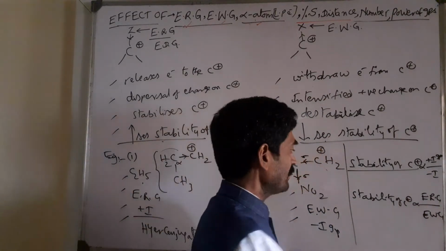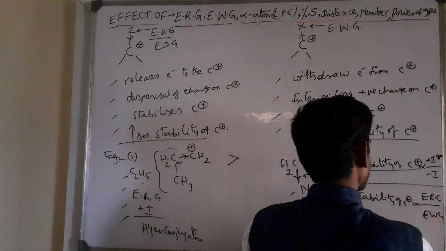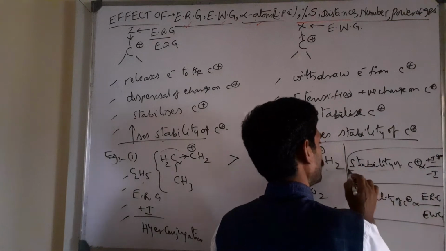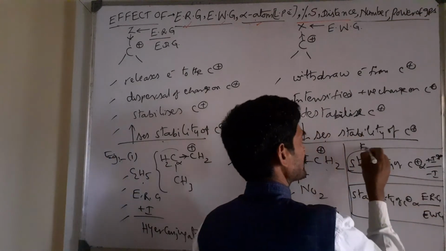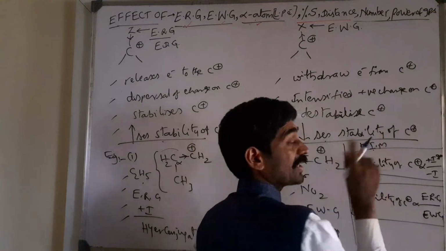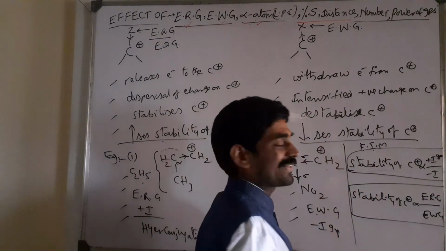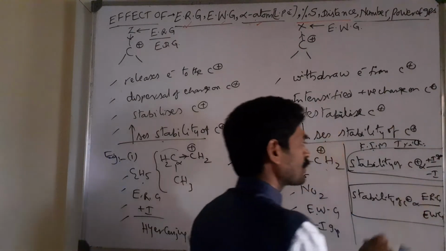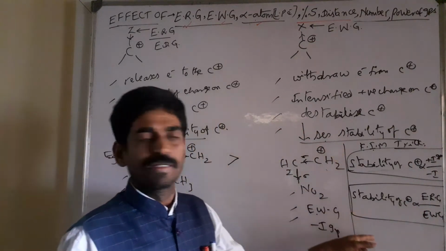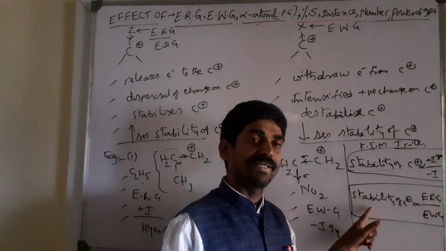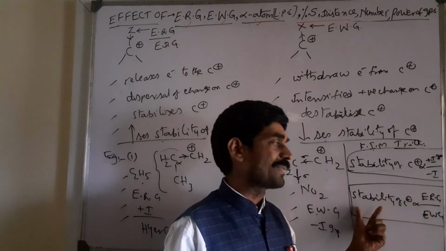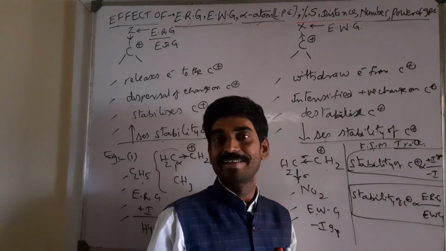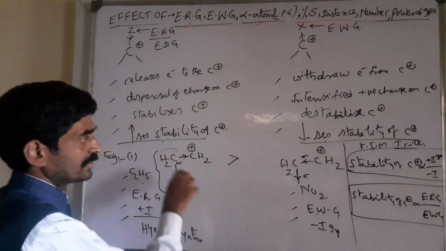Is it clear? This point you have to keep in your mind, my dear students. Keep it in the box here and you will get the clarity. This is KIM: keep in your mind, fix in your mind. This is the trick I will give you. Releasing groups increase stability, withdrawing groups decrease stability. Releasing groups are directly proportional, plus I groups. Withdrawing groups are inversely proportional, minus I groups. Right? Is it clear? Got it now?